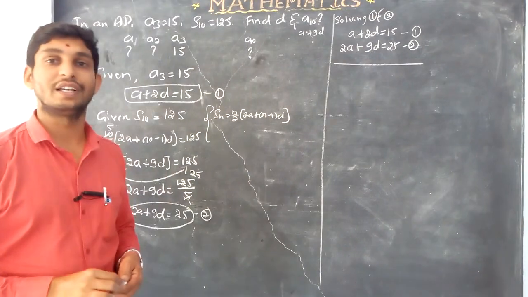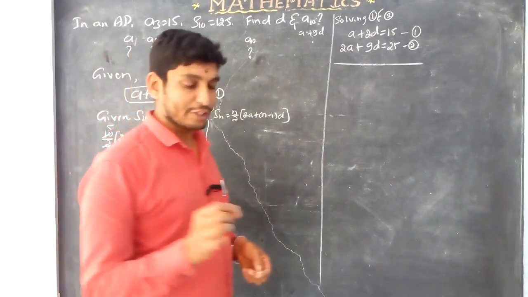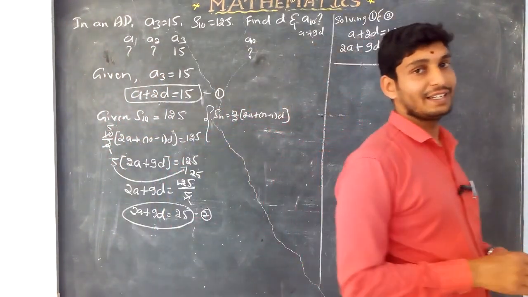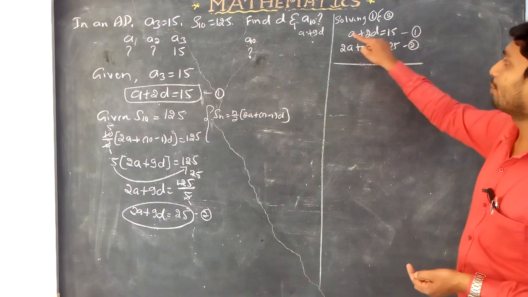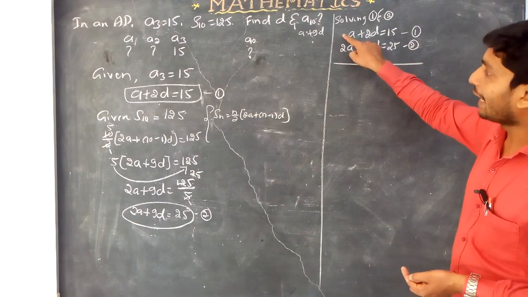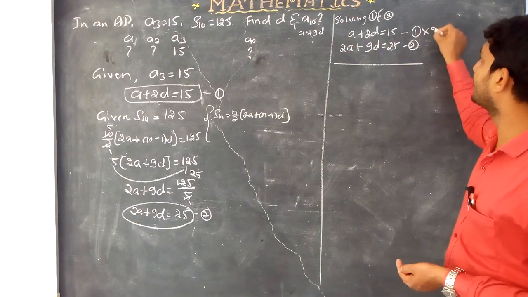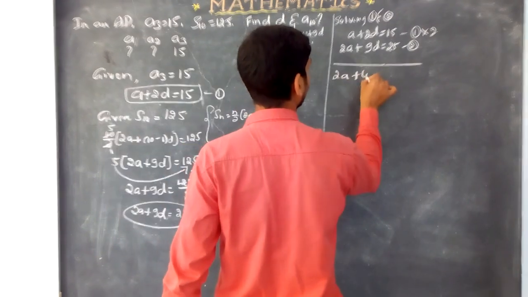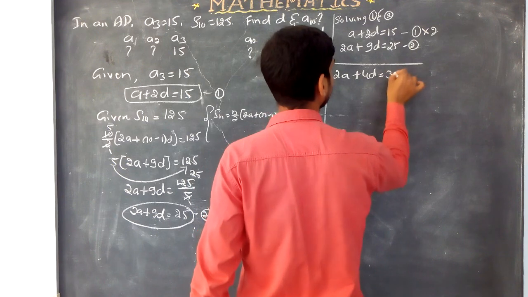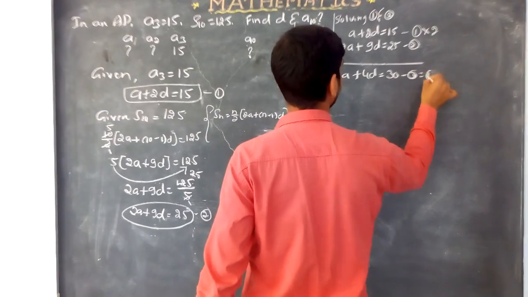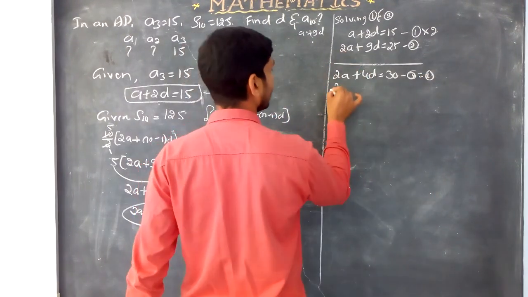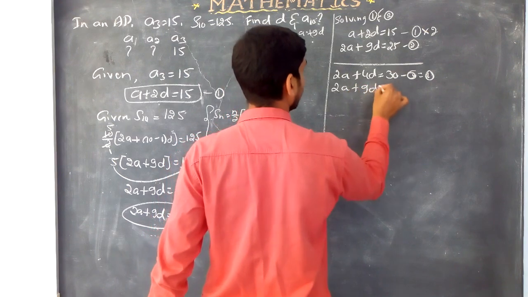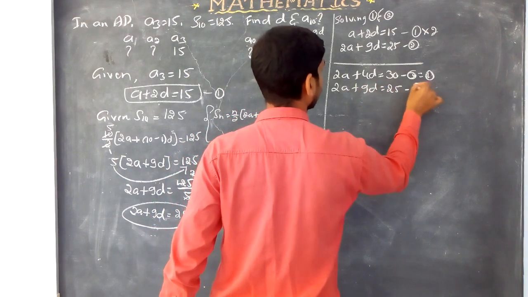Which method will you use here? Elimination method is easy, is it right? Yes, you have to make this one as 2a, so multiply equation 1 with 2. That gives 2 into a, 2a, plus 4d equals 15 2s, 30. Call it equation number 3, nothing but equation number 1 multiplied. Now this one as it is, 2a plus 9d equals 25, equation number 2.